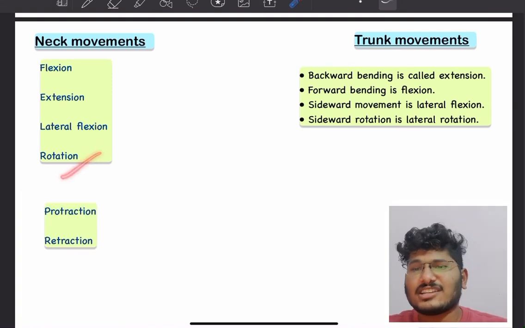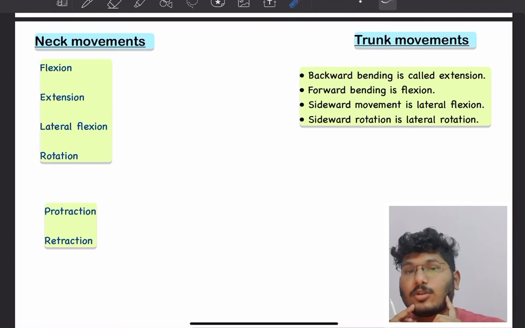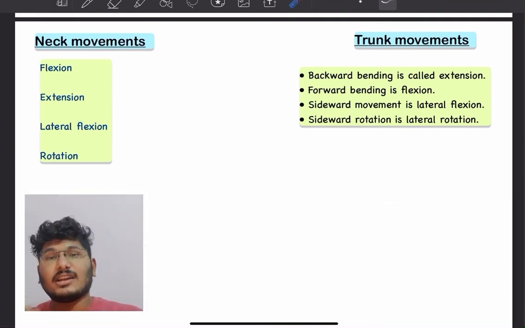Next, protraction and retraction we already discussed in the temporomandibular joint. Forward movement of my jaw, protraction. Backward movement of my jaw, retraction. Both are occurring at the temporomandibular joint. Next, trunk movements. This one also we already discussed. Trunk movements usually occur at the level of the hip joint.